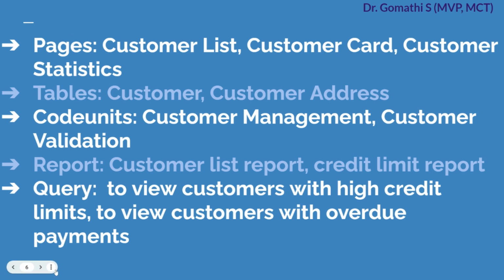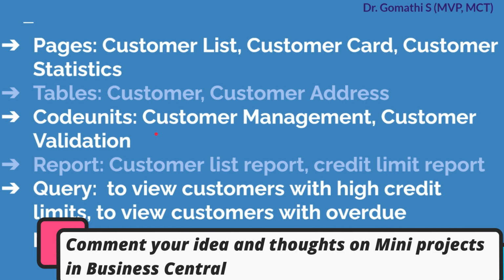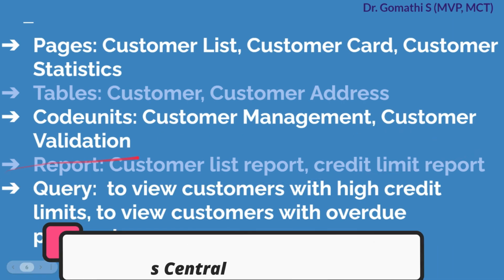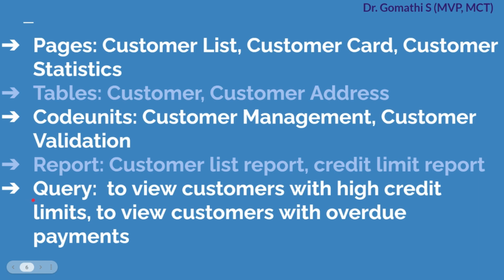So first, I'll be creating a table, which is a customer table and customer address, to store the customer and customer address. The next thing I'll be creating is the pages where I can see the customer list, customer card, and customer statistics. And I'll be creating the codeunit where I'll be writing the logic for the customer management and customer validation logic. And I'll create a query to view customers with high credit limits and customers with overdue payments. Finally, I'll create reports: a customer list report and a credit limit report.